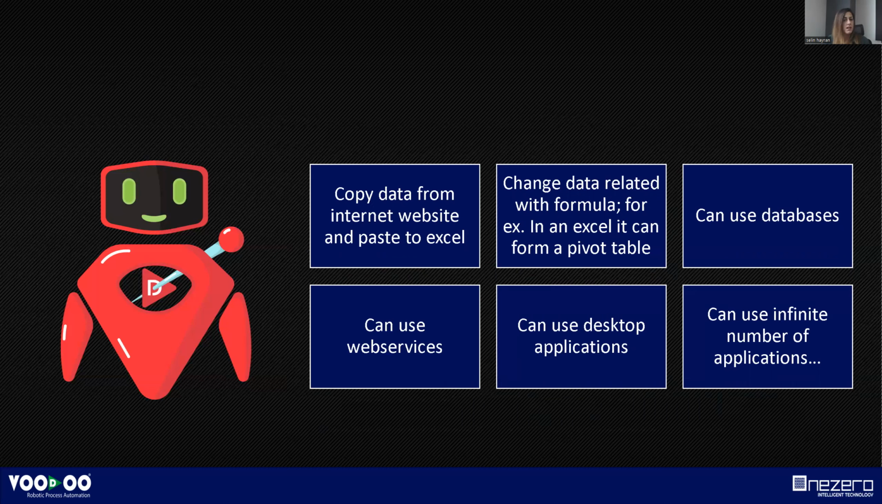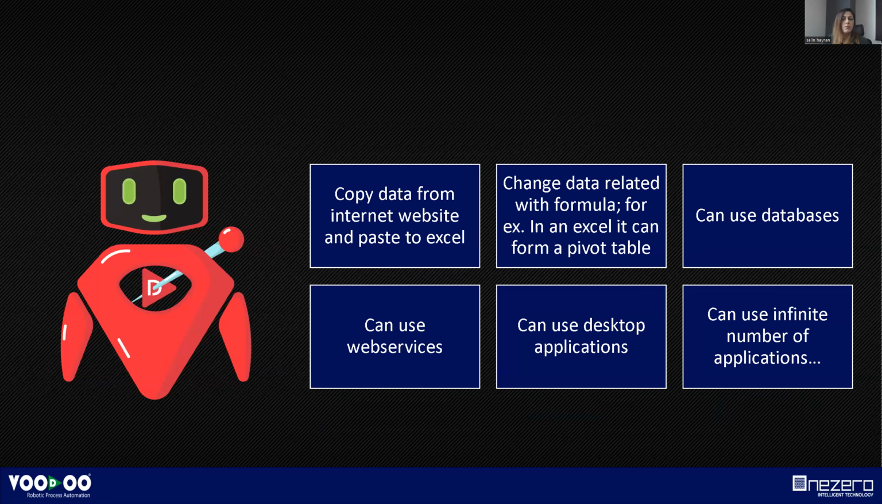The next one, it can use the databases. An RPA robot could be programmed to retrieve data from a database and use it to fill out an online form. And the next one is the RPA can use web services also. It could be programmed to use an API to retrieve data from a website and use it to update a database. It can use desktop applications also.